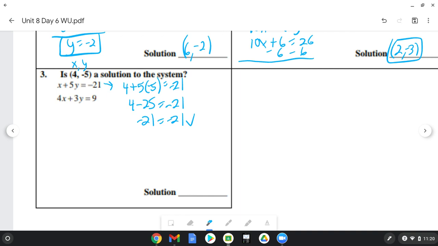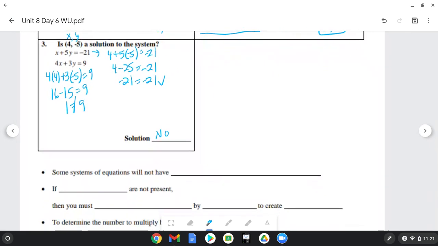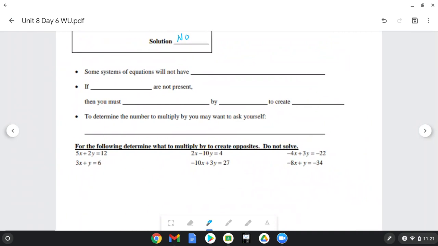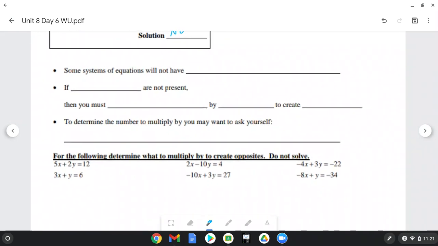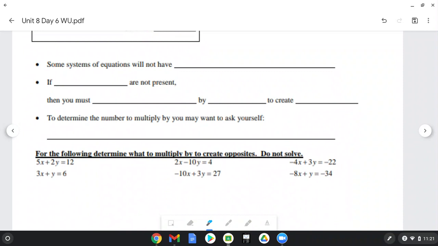So that works for the top. For the bottom, that'd be 4 times 4 plus 3 times negative 5 equals 9. So that's 16 minus 15. Right, yeah. So that's 1 equals 9. So that doesn't work. So this is, no, it's not a solution. So that's from day 1, I believe. All right. So it says some systems of equations will not have opposite coefficients set up for you, okay?